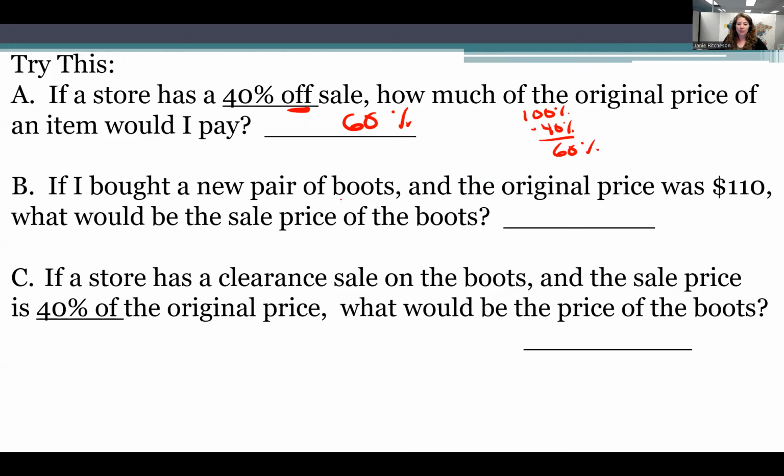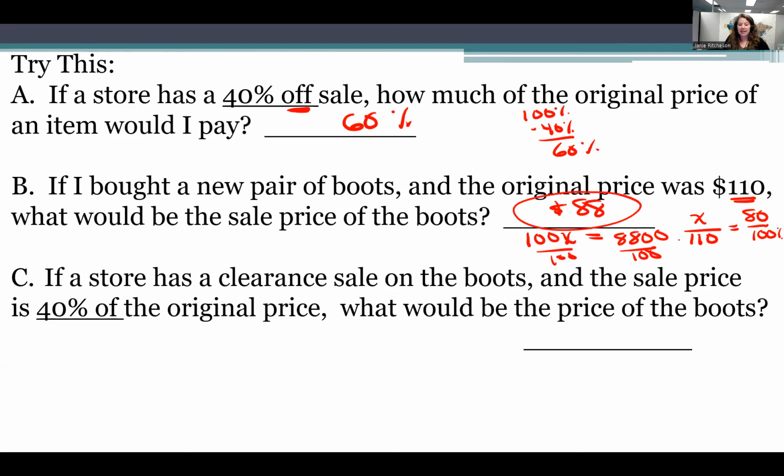If I bought a new pair of boots and the original price was $110, what would be the sale price of the boots? Well, the whole price is $110. I don't know the sale price, but I do know that that sale price is 80% of the first 100% of the price. So I would cross multiply. I do 100 times X, and then I would do 110 times 80, and I'd get 8,800. When I divide by 100, I get $88.